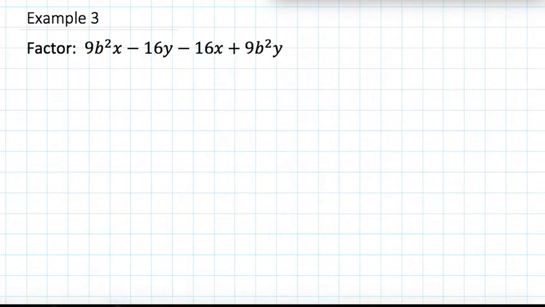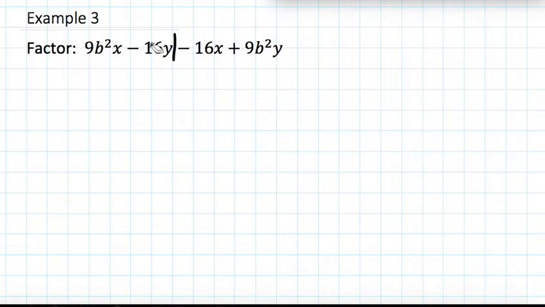The last example here is 9b squared x minus 16y minus 16x plus 9b squared y. This is example 3. So I have 4 terms here, so that tells me that I'm going to be using grouping. However, if I try and just divide it into the first 2 terms, what I see is that there's nothing in common between 9b squared x and 16y. So I can't take any numbers out, I can't take any variables out, I'm kind of stuck.